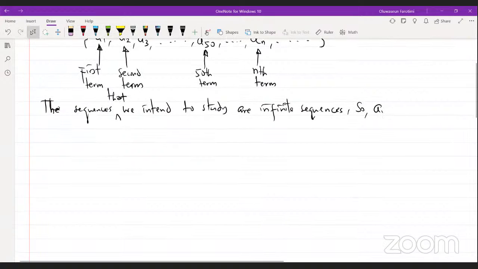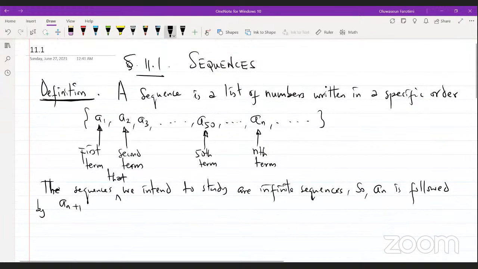So what does that mean? AN is followed by A sub n plus 1. Let me explain what that means. Remember, we have A1. After A1, the next term is A2, which is like A1 plus 1. Now, if I continue this list and I get up to AN, remember there's a plus 1 that's coming in, so that means the next guy is A sub n plus 1. Make sense? All right.